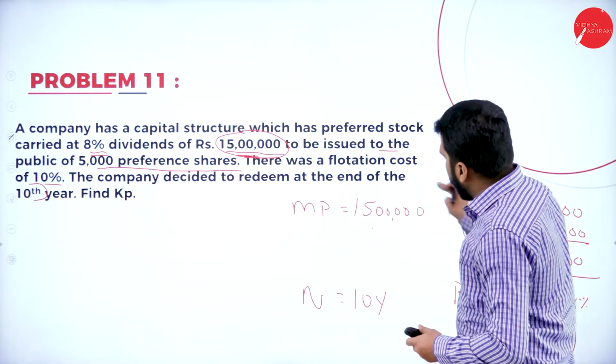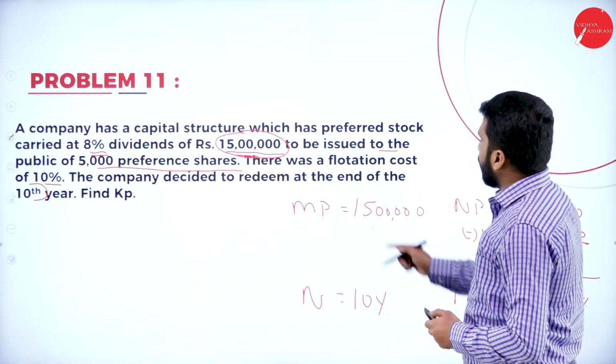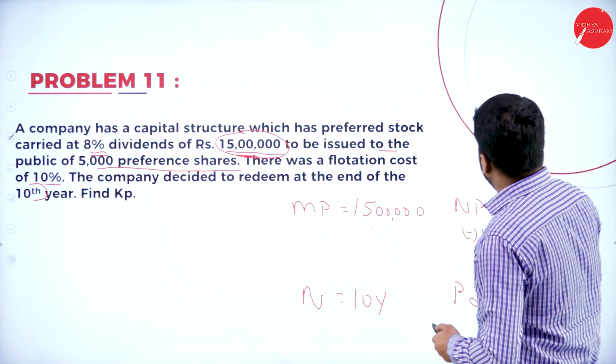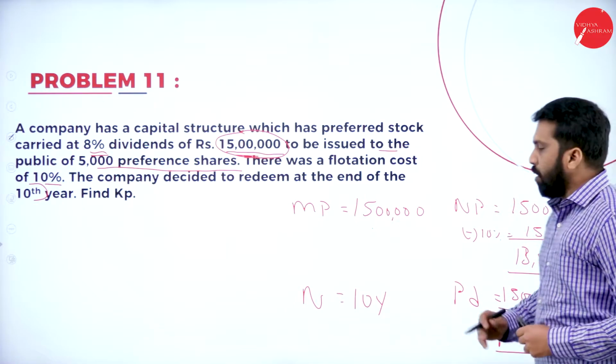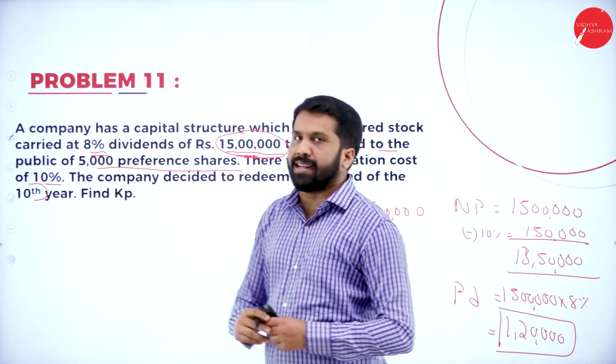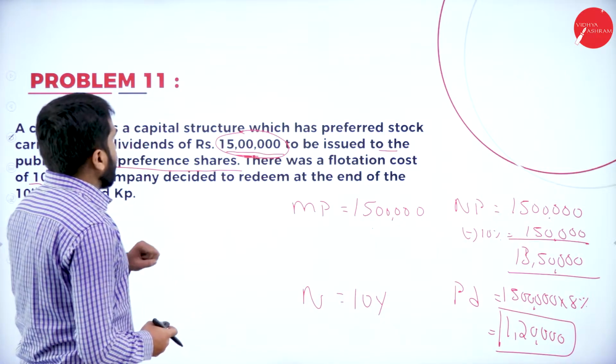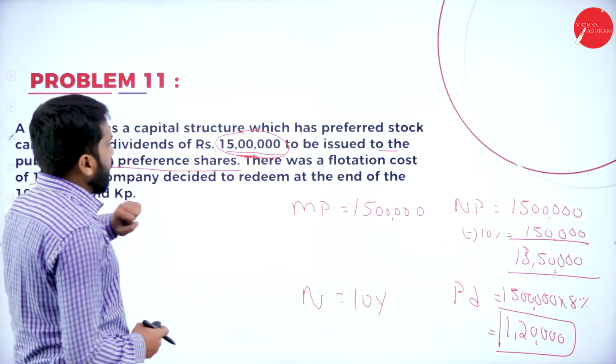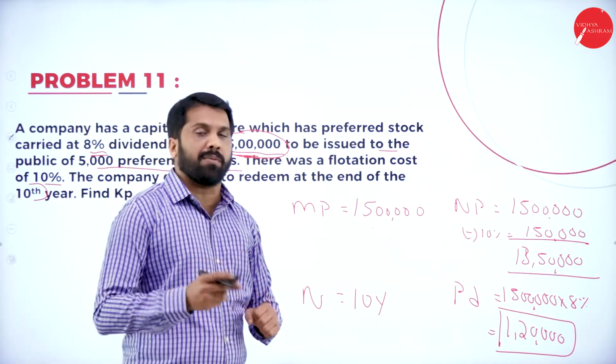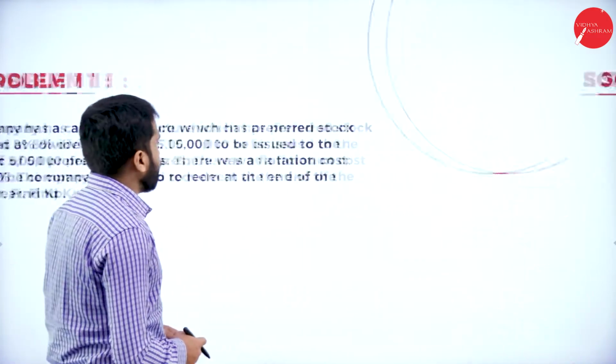We got all these answers now. You know what is MP, what is N, what is NP, what is PD. All the information we have collected. There was a flotation cost. Everything is done. Now we'll go for the formula and simplify this.